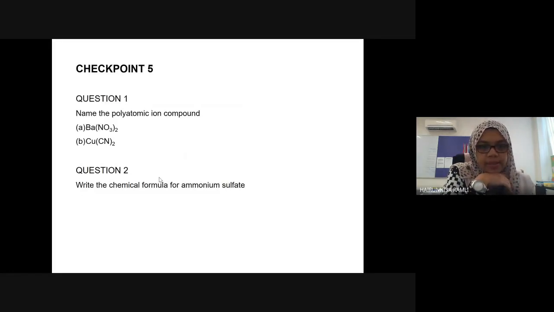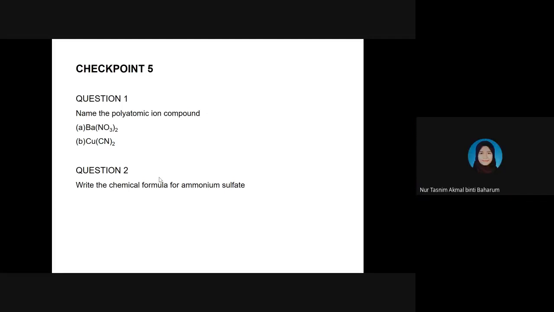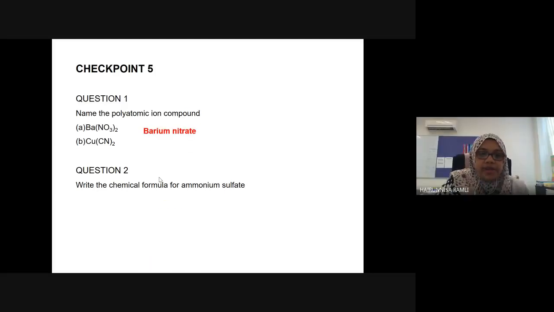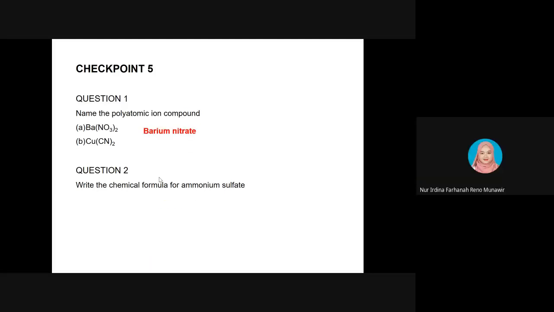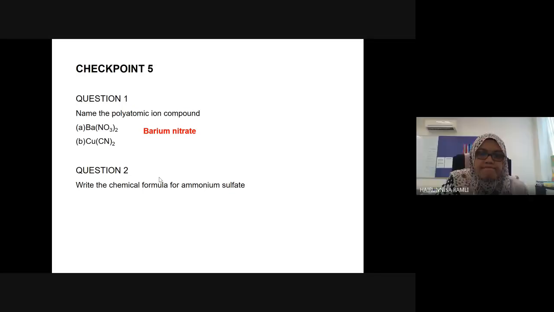Name the polyatomic ion compound for question 1A. Apa nama dia? Barium nitrate. Okay, barium nitrate. How about B? Copper(II) cyanide. You have to put the Roman number, right? Copper(II) cyanide. How about question number 2?